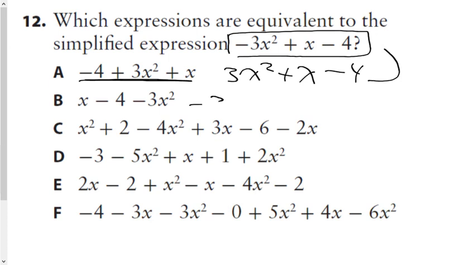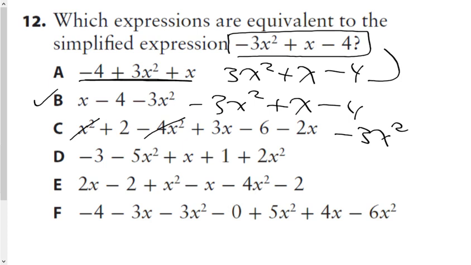In the second one, when I rearrange them, I'll take my negative 3x squared first. My positive x, now notice the 1x I'm just going to keep there, my negative 4. When I write it that way, it is the same as the expression. If I look at my next one, my negative 4x squared and my 1x squared are going to make negative 3x squared when I combine my terms. My positive 3x and my negative 2x is positive 1x. And my negative 6 and my positive 2 make negative 4. It is also the same as the expression.